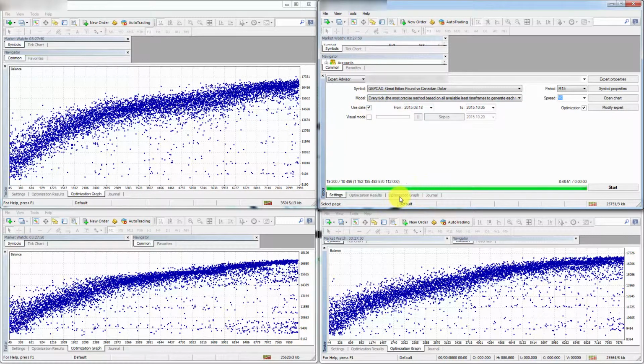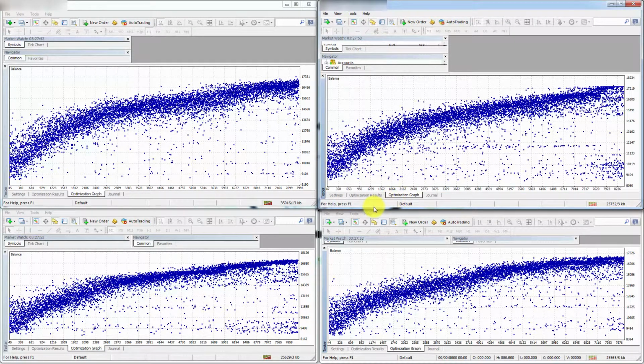And now if I go to the optimization graph, what have I done here? Well, I've actually run 4 separate optimizations for the same expert advisor, but every single time I've used the genetic algorithm. And what does that allow me to do? Well, let me explain on a picture actually. So why do I run 4 separate genetic algorithms at the same time? Why don't I just limit myself to one?